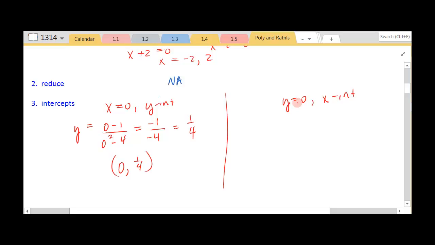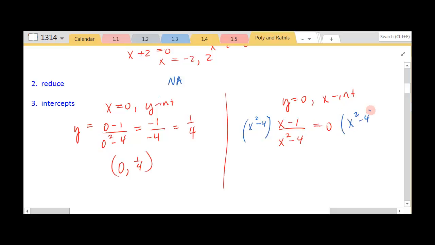The next one says to set the function equal to 0 and then solve for x. So remember that my function looks like x minus 1 divided by x squared minus 4 equals 0. And I want to solve for x in this function. To do that, I can either cross multiply, or another way to think of this is to multiply both sides by this denominator, x squared minus 4.